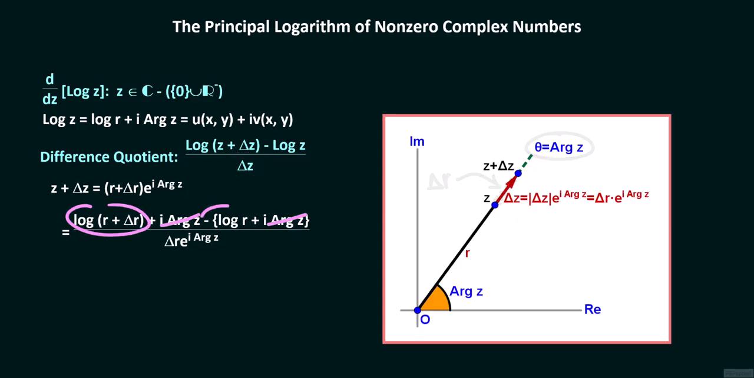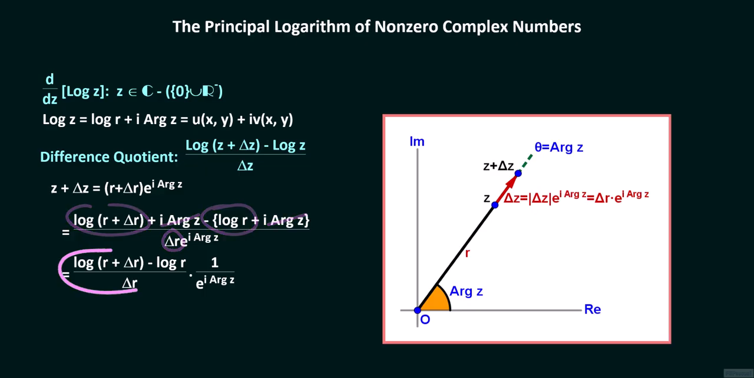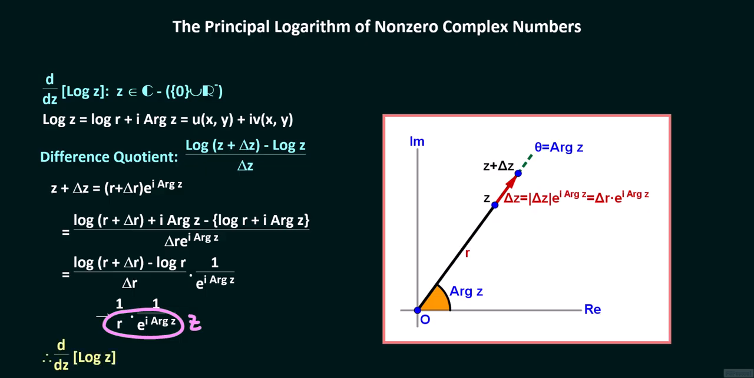We gather everything involving r and delta r in one fraction, and all the others in another fraction. This fraction is the difference quotient for the derivative of the natural logarithm function at r. With r being positive, this difference quotient should tend to the derivative of the natural logarithm evaluated at r. That derivative is 1 over r. r times e raised to the power i times the principal argument of z equals z. Therefore, the derivative of the principal logarithm function evaluated at z is 1 over z.